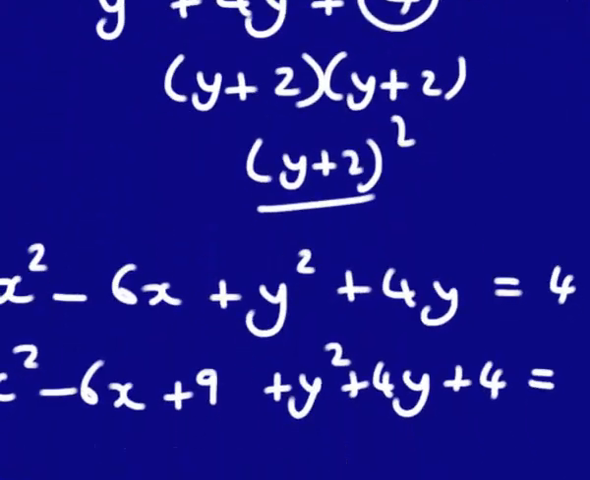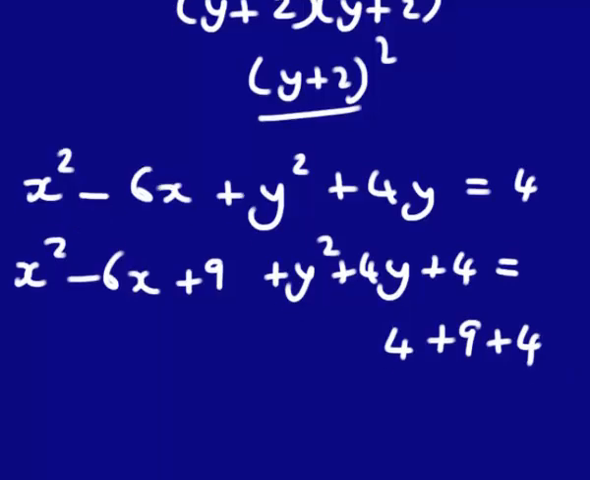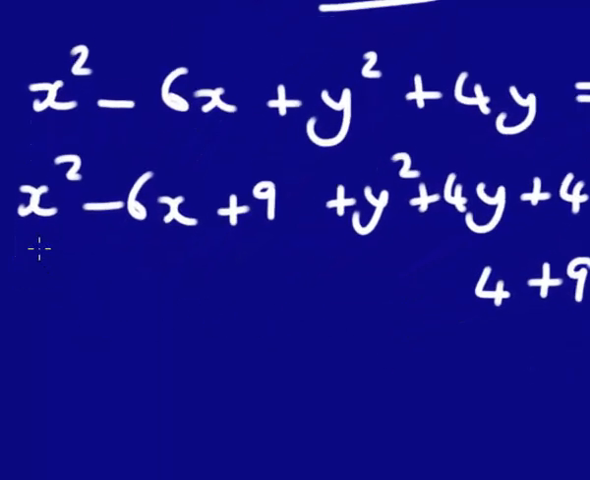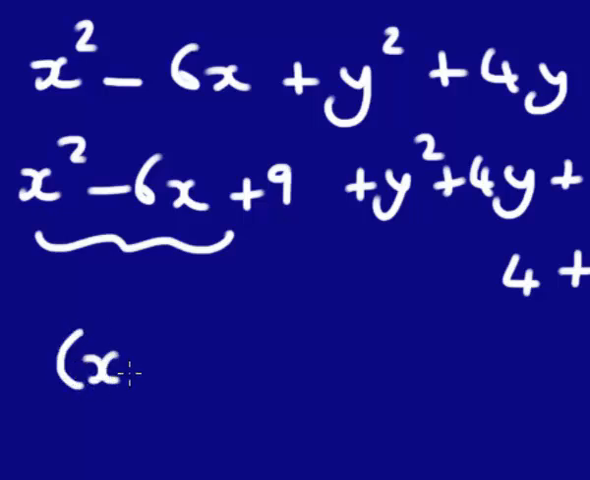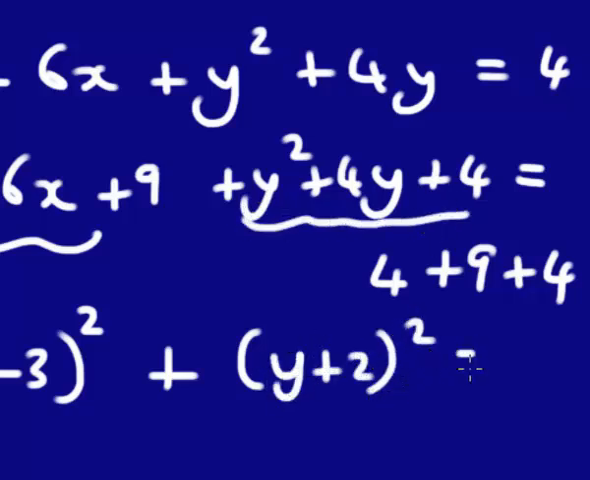Now, if you look at the right side, that 4 is over here. But remember, you added a 9 and a 4 to the left, so you must add a 9 and a 4 to the right as well. That's important. When you've done this, it factorizes as x minus 3 and y plus 2, giving x minus 3 squared plus y plus 2 squared. This gives you 17, because 9 plus 8 is 17.